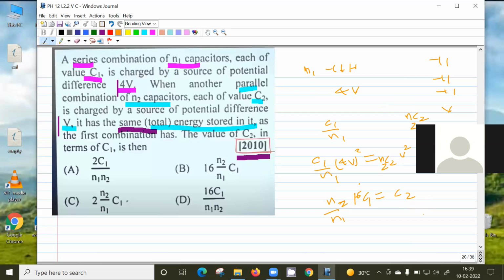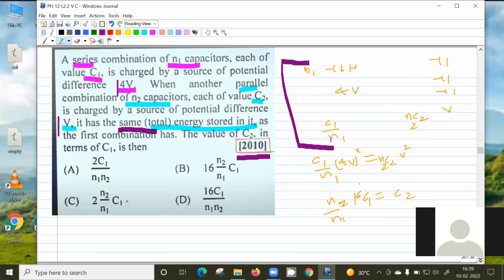So what I'm saying is, as soon as you read the question, you have to write on your paper. Before solving the question, you have to translate the full information into a diagram. Write N1 in a series picture, and the potential is 4V, and N2 are in parallel, and the potential here is V. You cannot underline on the computer screen, so write this step first, in your own words. After this, start solving. Otherwise you make silly mistakes.